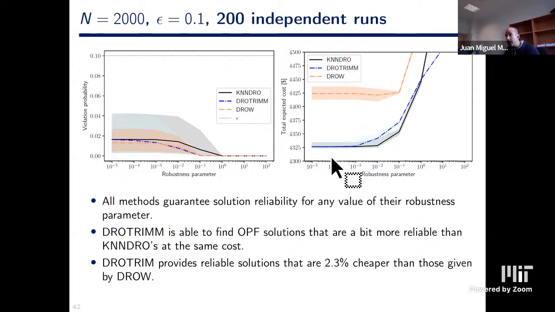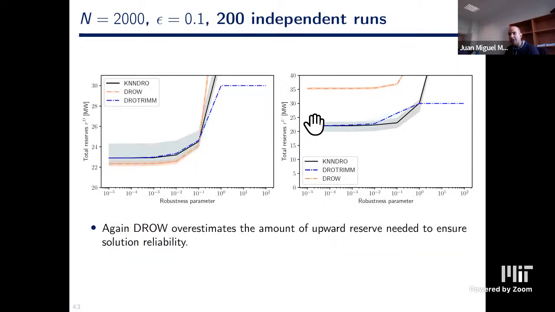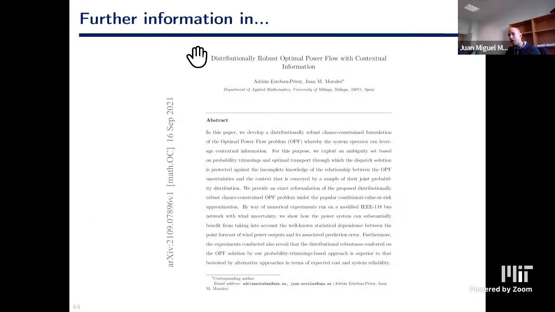As for DRO3 and KNDRO, they become essentially the same because, as expected, the sample size is high, so the conditional inference is no longer uncertain. So both methods converge to be the same one. And the reason why DROW does so badly is because, again, it provides much more upward reserve capacity than is needed. If you want to know a little bit more about this topic, this is another preprint where you can delve into this problem.